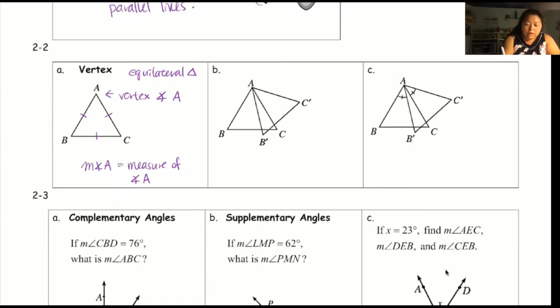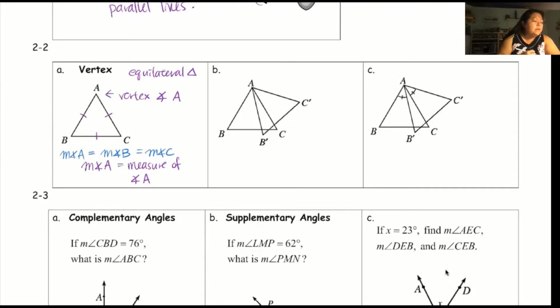So one thing I could write as an equation, I could write measure of angle A could be equal to measure of angle B, could be equal to measure of angle C. And we'll talk about whether or not that's true a little bit later, okay? All right, it says part B.